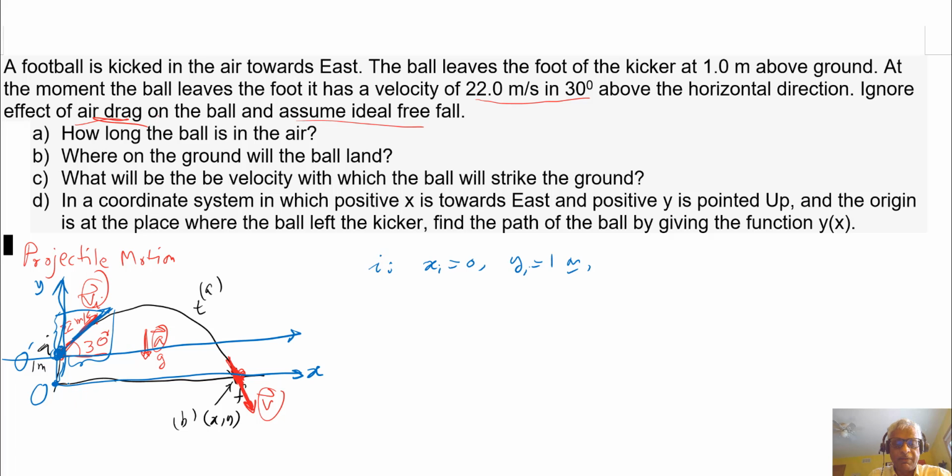And for the final, we know that this is y0, so y final equals 0. And x final we need to figure out. V final x, if I look at this and say it's going to fall this way, so there's some angle here, but we just want to keep v final x and v final y, and this should be negative.